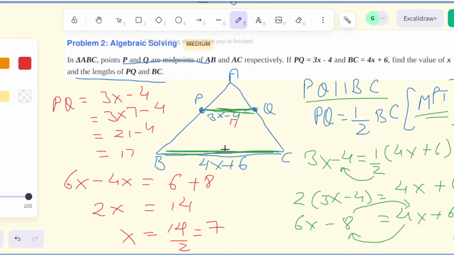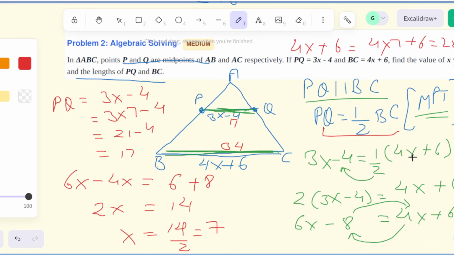And once you get x as 7, then you can calculate PQ, because PQ is 3x minus 4, right? Just plug in: 3 times 7 minus 4, 21 minus 4, so 17. If this is 17, no need to solve, it will definitely be 34, but you can still prove it. If you put in the value in 4x plus 6, 4 times 7 plus 6, 28 plus 6, which is 34. It will be 34 because we already know that PQ is half of BC, and PQ is 17, so BC will be 34.